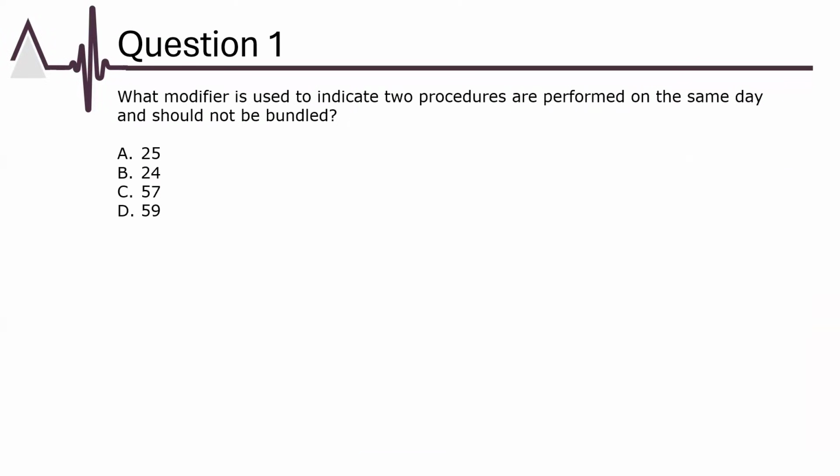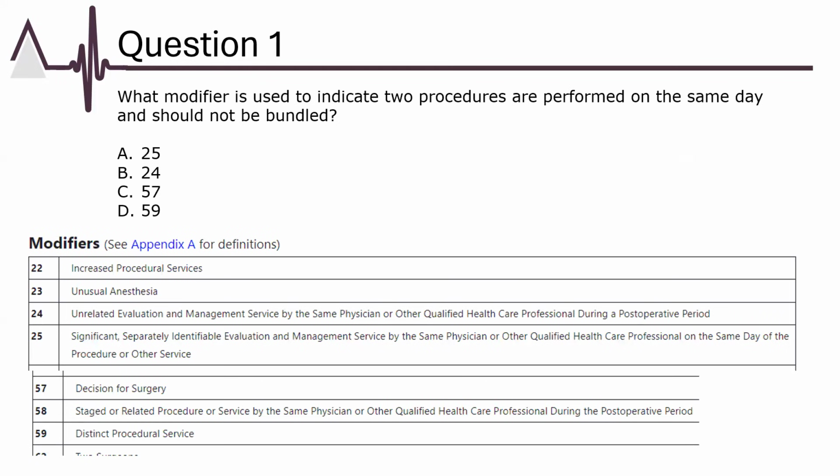Question 1. What modifier is used to indicate two procedures are performed on the same day and should not be bundled? The key words in this sentence have to do with the charges, which are noted as two procedures. Understanding modifiers can make quick work of these questions. Let's review each option and make some notes in your CPT manual along the way. Mark this in your code books.